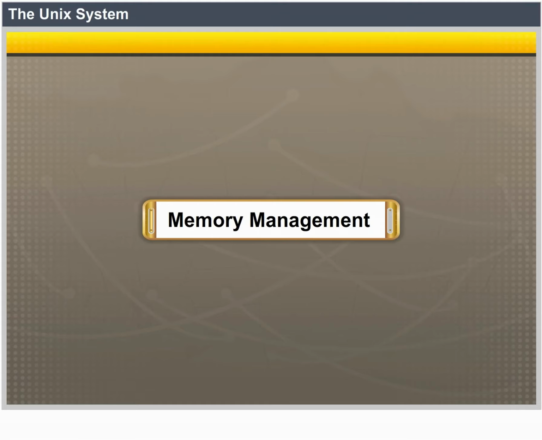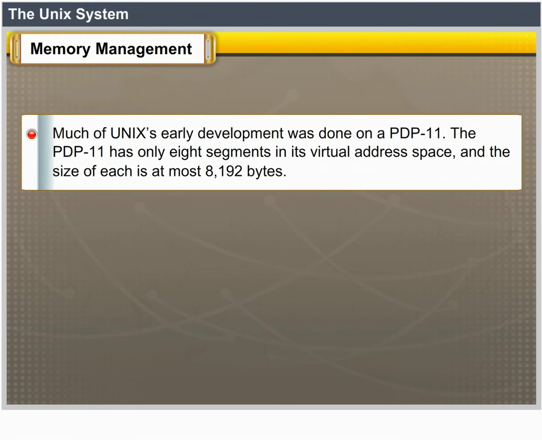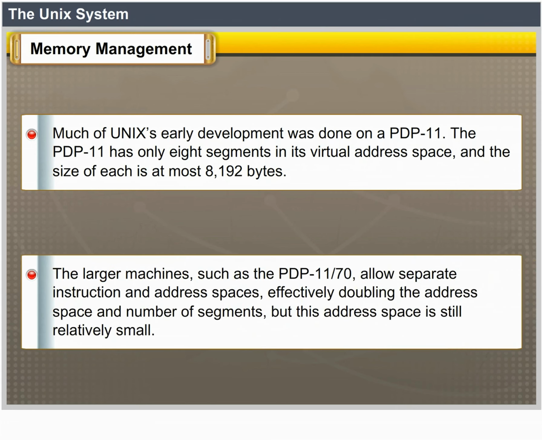Memory management. Much of Unix's early development was done on a PDP-11. The PDP-11 has only 8 segments in its virtual address space, and the size of each is almost 8,192 bytes. The larger machines, such as the PDP-11/70, allow separate instruction and data address spaces, effectively doubling the address space and number of segments, but this address space is still relatively small.